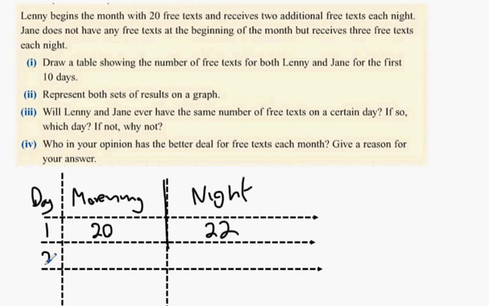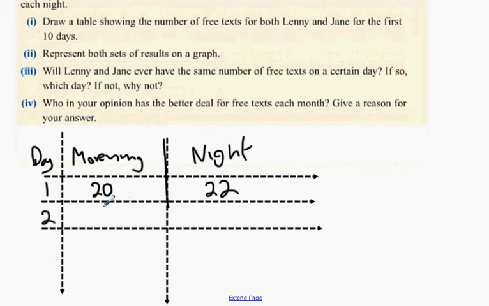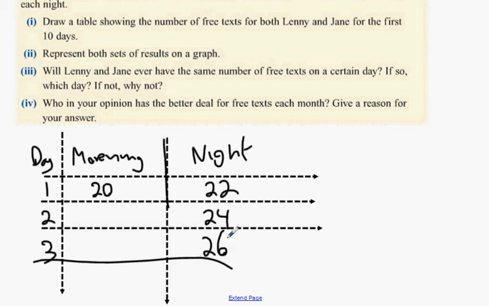Okay. So what's going to be the same from now on is that at the end of each night, so the day 1 at night time, you have 22 texts. Yeah. And I'm going to start off with 122. Okay, and then on night time of day 2 is going to be 24. Night time of day 3, 26. You get the gist, don't you?